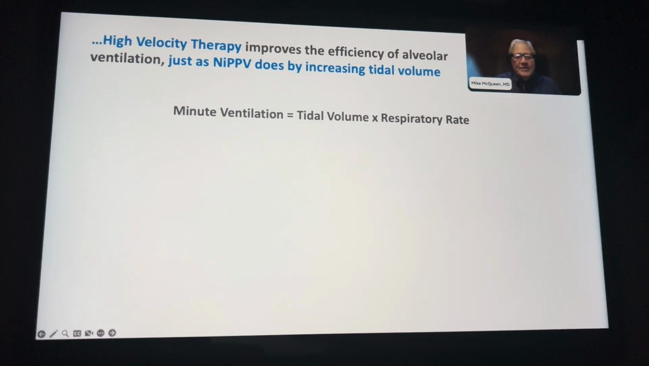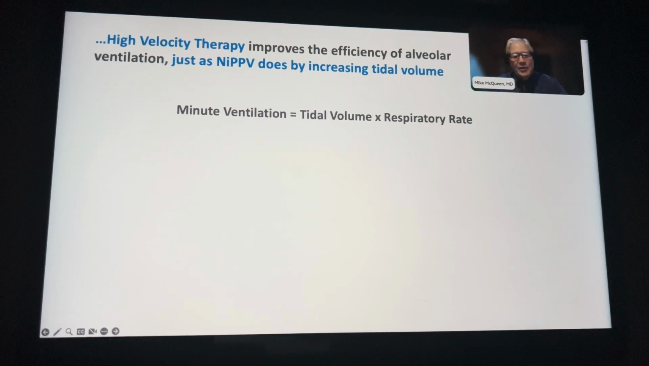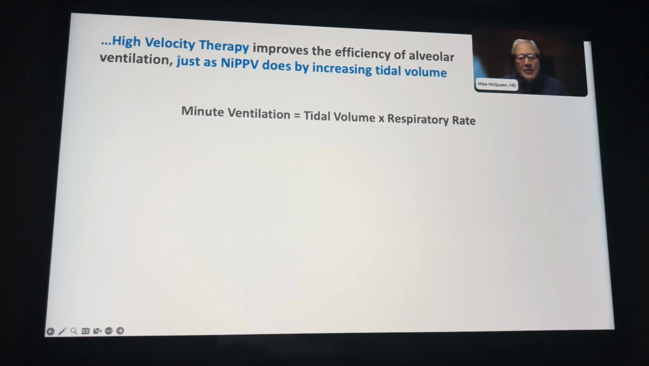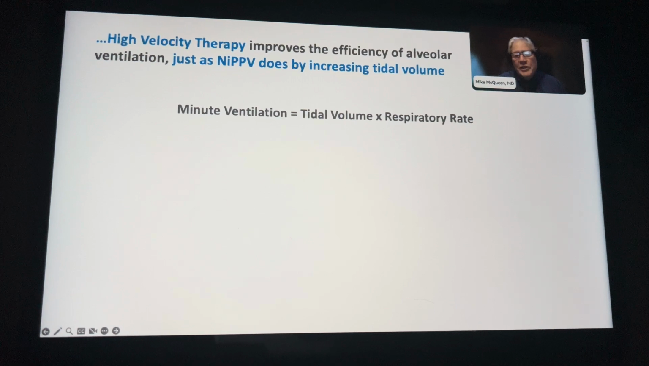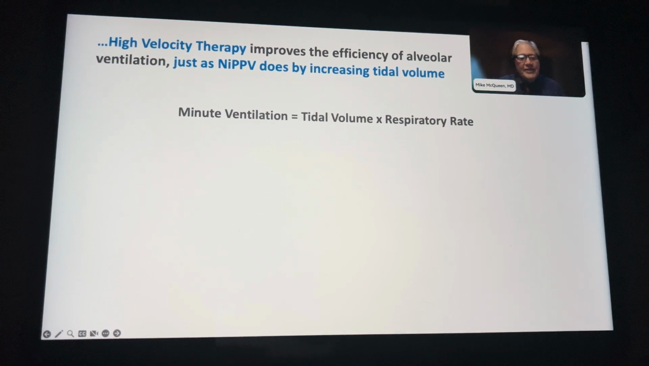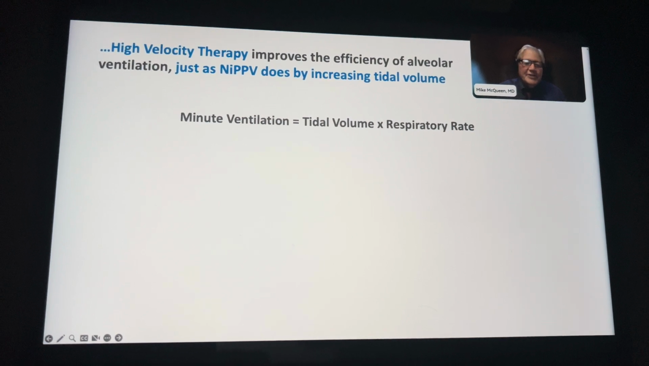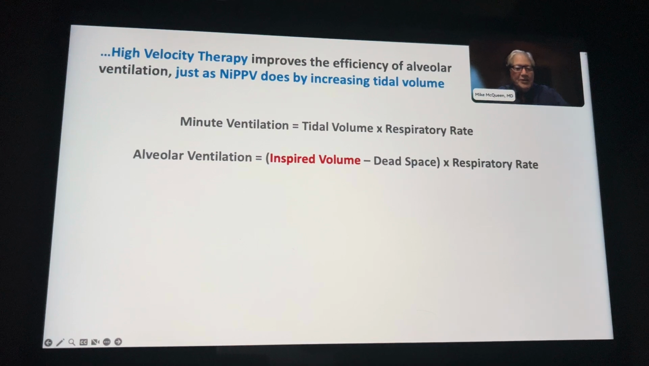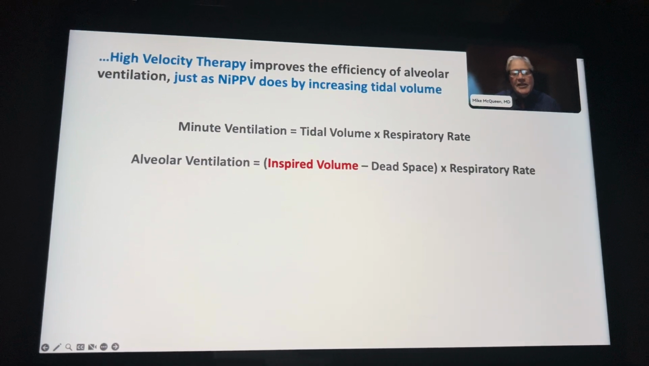And that leads us to the simple physiology behind the therapy. I'm almost embarrassed to tell this well-educated crowd to remind you of the minute ventilation equation, but I'm going to do it anyway. You'll recall that it's tidal volume times respiratory rate. What we don't talk about as much is the alveolar minute ventilation equation, which is the same equation but corrected for that respiratory dead space that we just discussed.